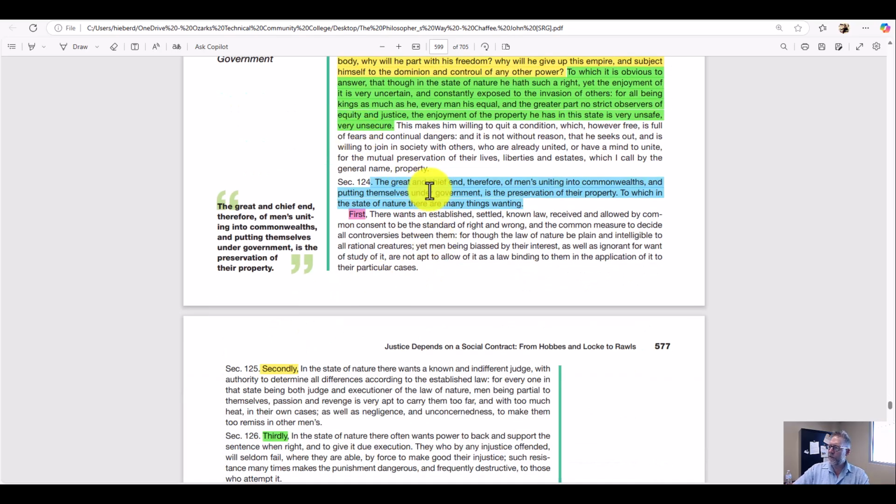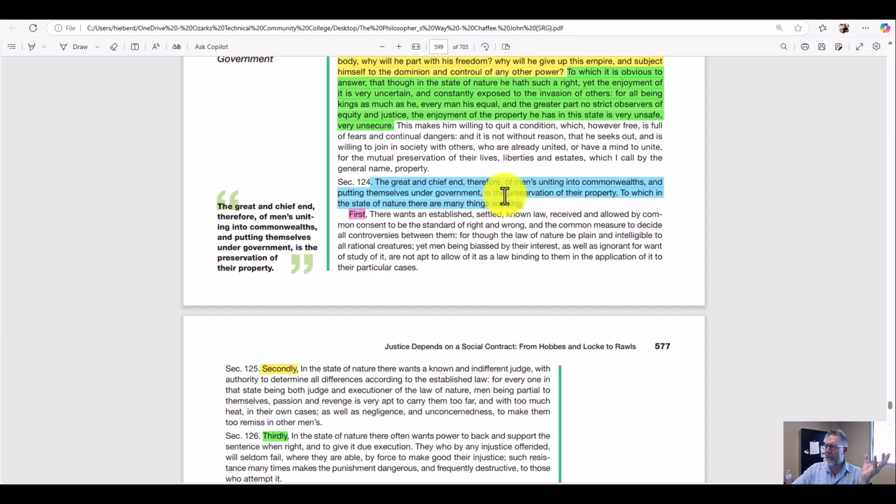Locke continues here. The great and chief end, therefore, of men's uniting into commonwealths, right? That's entering the social contract and putting themselves under government. We're going to put ourselves under government, and of course, we're going to be losing some liberty. I'm going to have to pay taxes. I'm going to have to drive on the right-hand side of the road. I'm going to have to obey the speed limit. Those sorts of things. I'm giving up certain rights and liberties.